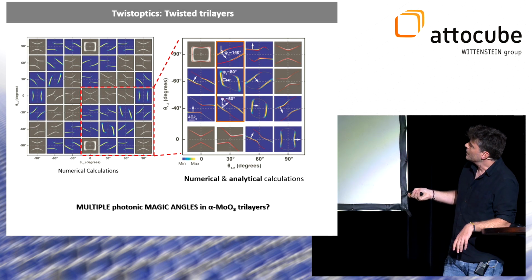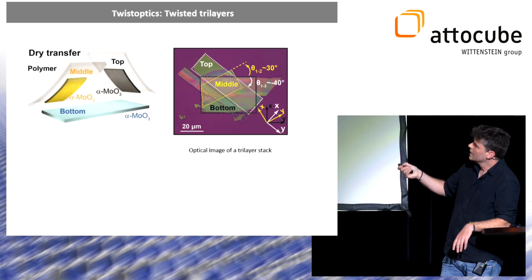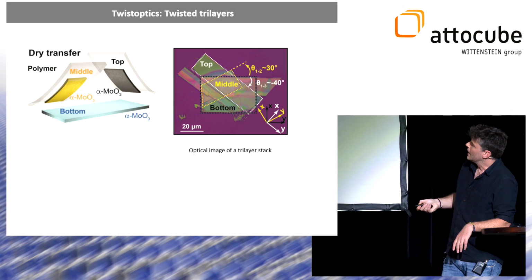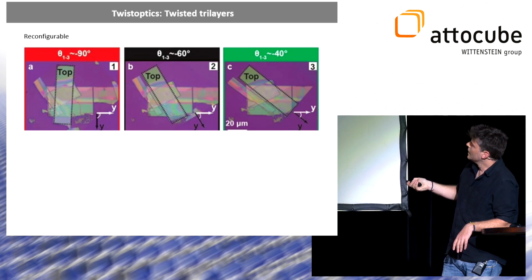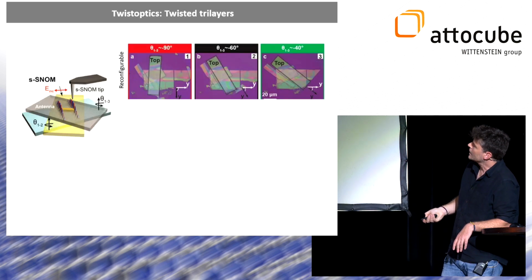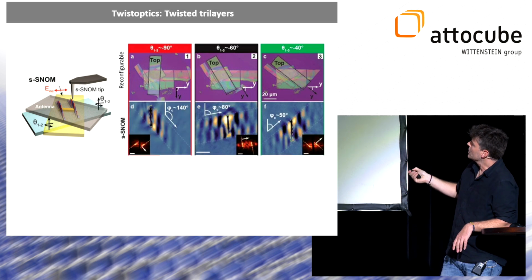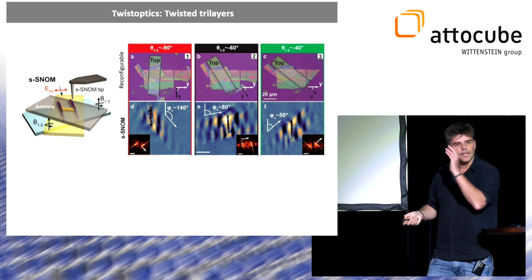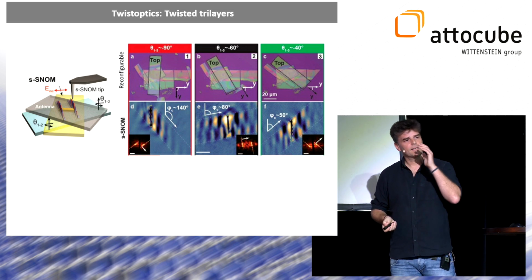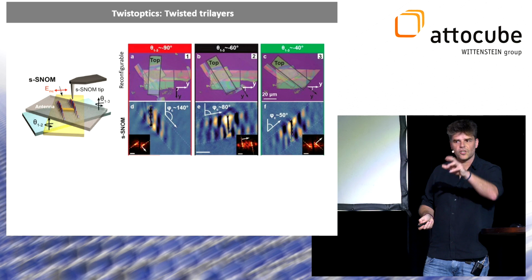And then we fabricated the samples with this dry transfer technique. We made these 3 layers. We changed the angle of the top layer, for example, making it reconfigurable. We measured with a SNOM tip, one antenna there to launch, everything the same. And then we saw that canalization can go in different directions. OK? You can get canalization in the direction that you want if you change the angles as you wish.